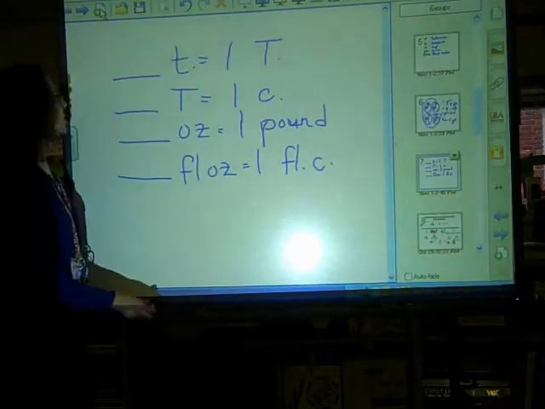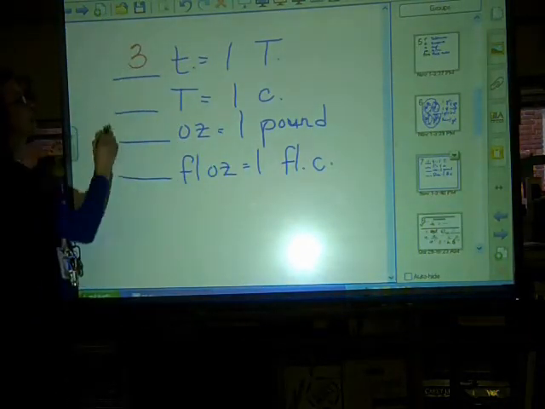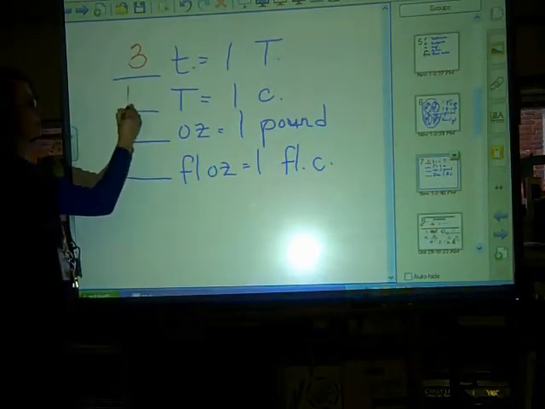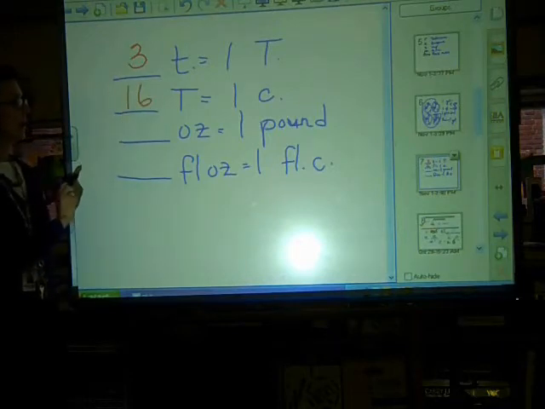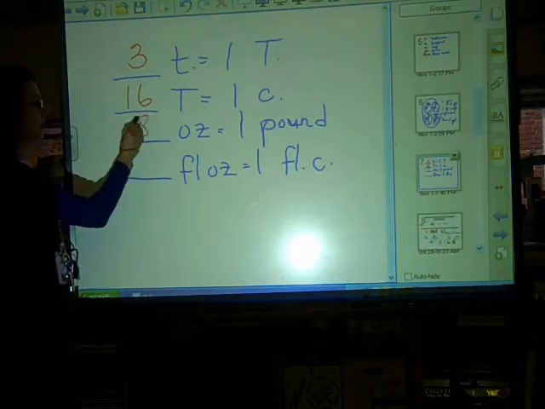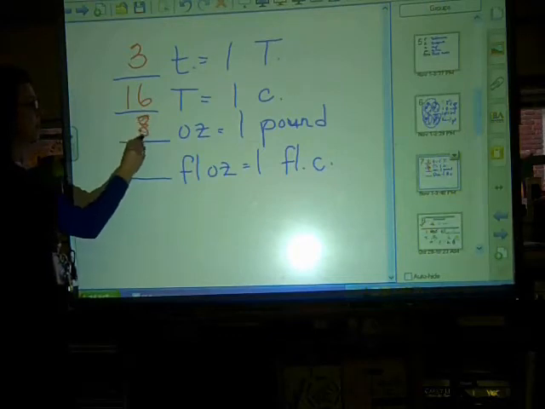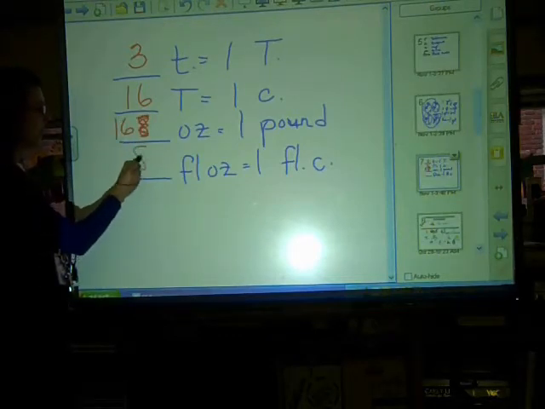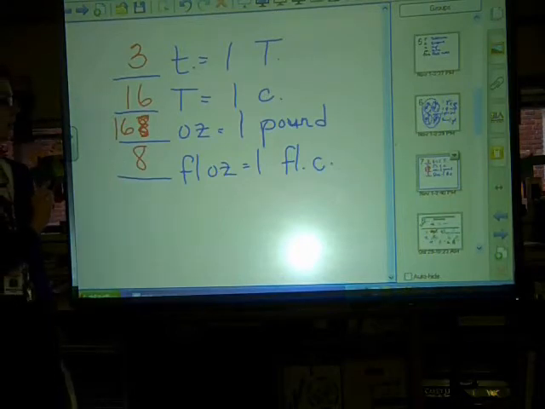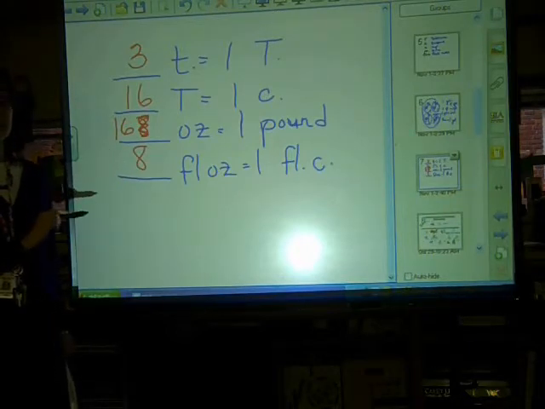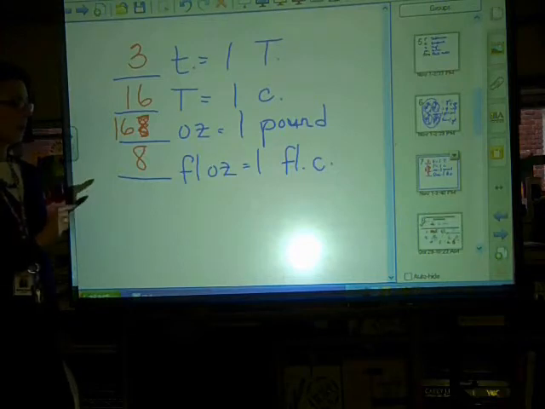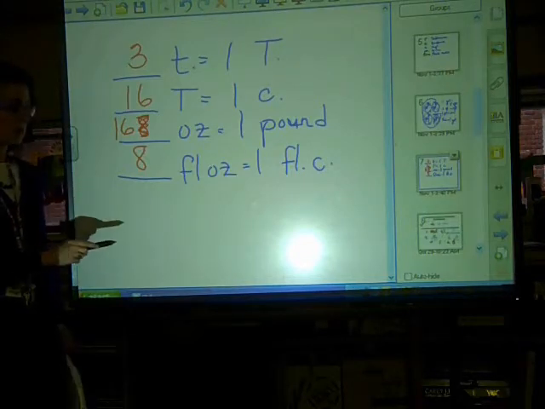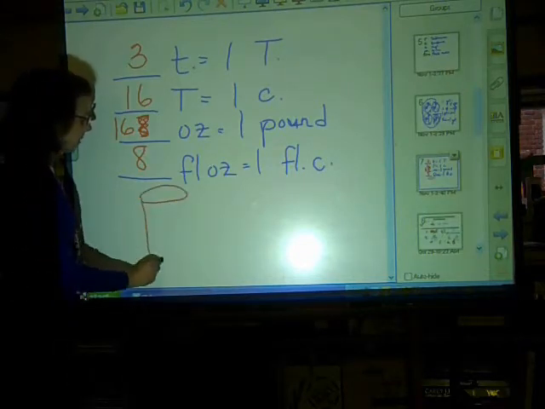Alright, you should have 3 teaspoons in a tablespoon, 16 tablespoons in a cup, 16 ounces in a pound, and 8 fluid ounces in a fluid cup. That's with liquids. Remember, when you're measuring, liquids are always done in the liquid measuring cup.